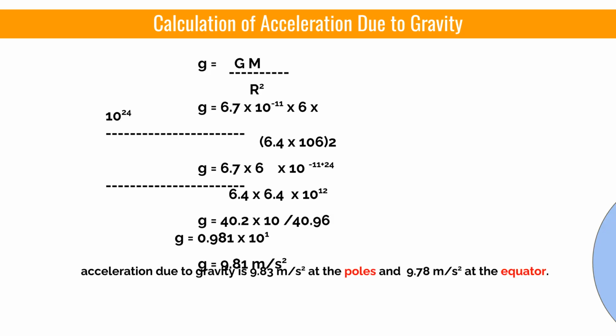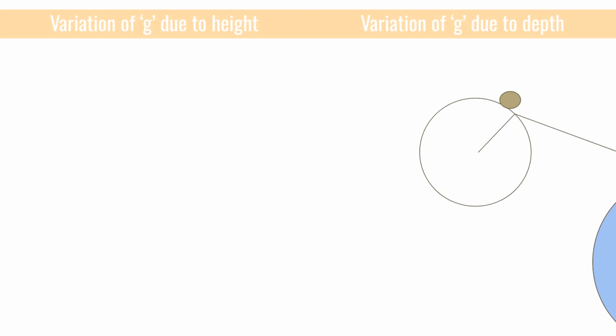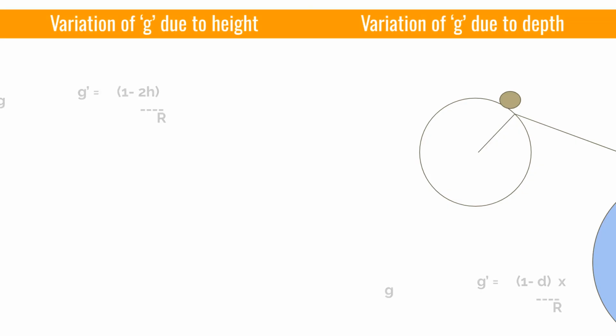Note that g is slightly higher at the poles and lower at the equator. The value of g varies with height and depth. The formulas shown illustrate how acceleration due to gravity, denoted as g prime, changes at a height h above the surface and at a depth d below the surface of the Earth.